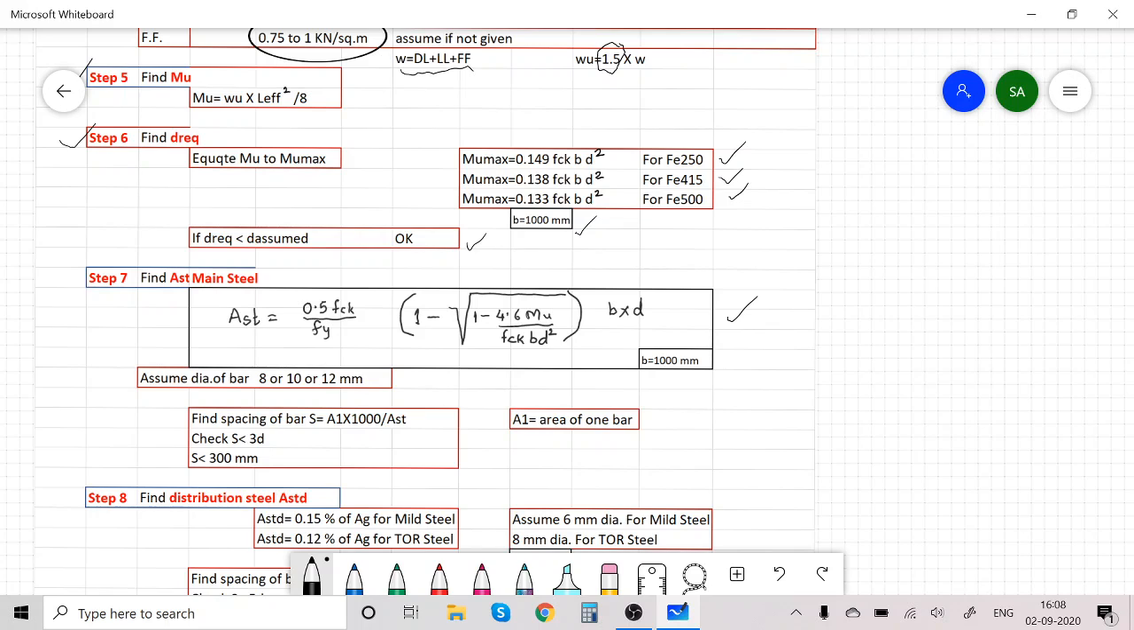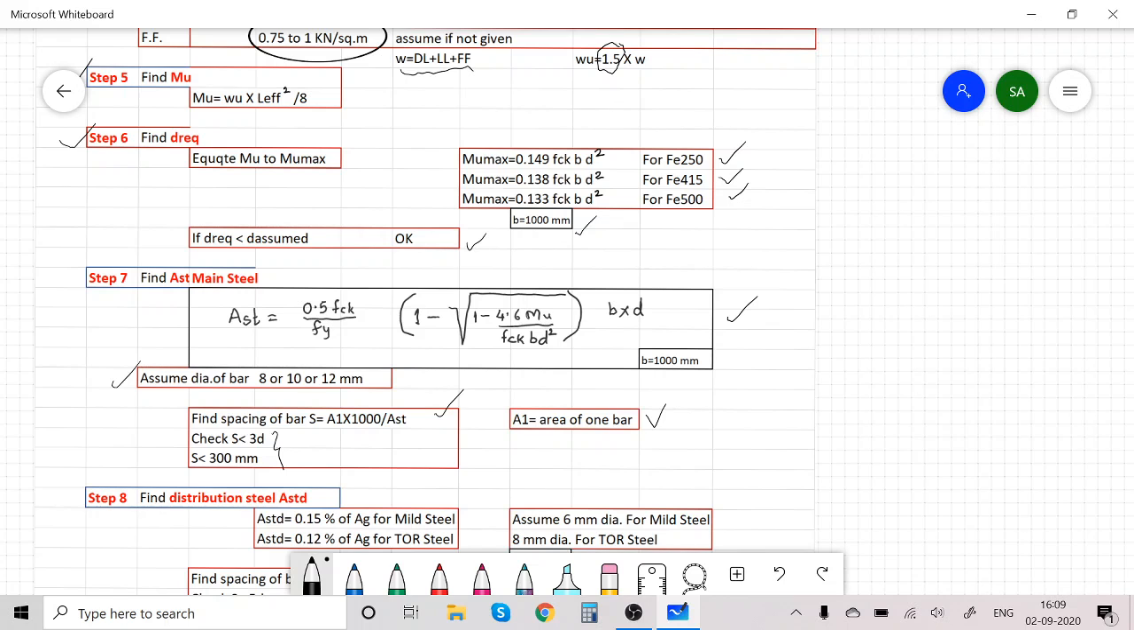Calculate Ast, then assume the diameter of the bar. It may be either 8 mm or 10 mm or 12 mm. Find the area of one bar and calculate the spacing. S is equal to A1, where A1 is the area of one bar, into 1000 divided by Ast. Check that this spacing is less than 3D and also less than 300 mm.